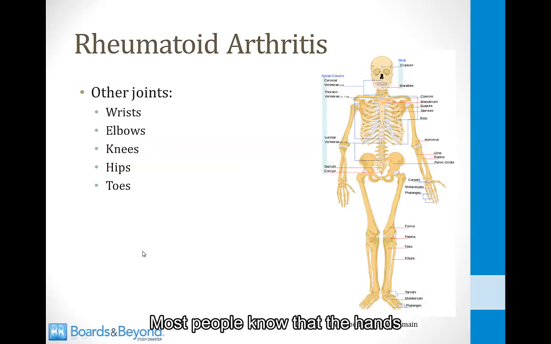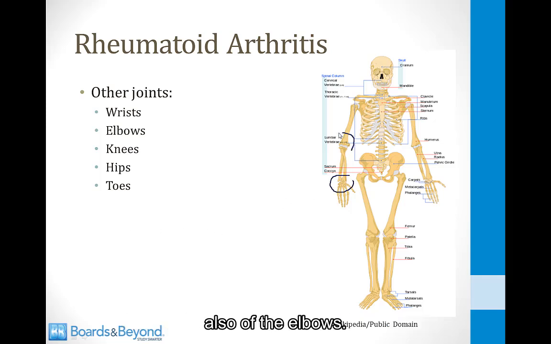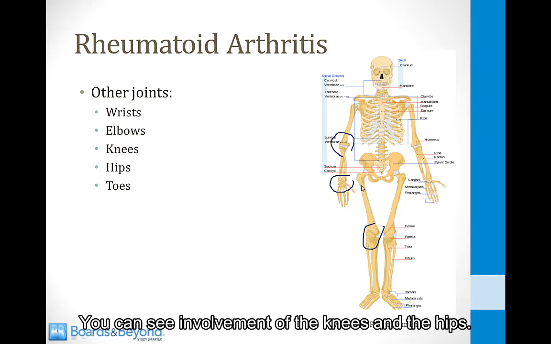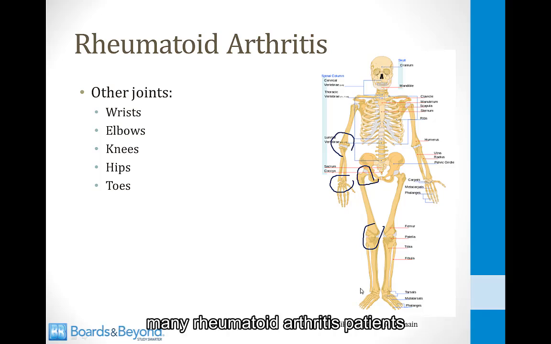Most people know that the hands can be involved in rheumatoid arthritis. A lot of students memorize that the MCP and PIP joints are classic, but you shouldn't forget that any synovial joint in the body can be involved in rheumatoid arthritis. So you can see involvement of the wrists, also of the elbows, you can see involvement of the knees and the hips, and then in addition, many rheumatoid arthritis patients have symptoms in their toes as well.